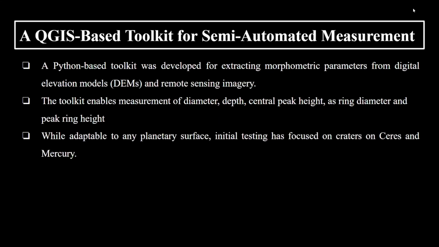Because of this, we started to develop this QGIS-based toolkit for semi-automated measurements. It's a Python-based toolkit developed for extracting mathematical parameters from digital elevation models and some remote sensing imagery. The toolkit enables measurements of diameter, depth, central peak height, ring diameter, and Pickering height. While it's adaptable to any planetary surface, our initial testing has focused on craters on Ceres and Mercury, more specifically complex craters on Ceres and Pickering basins on Mercury.